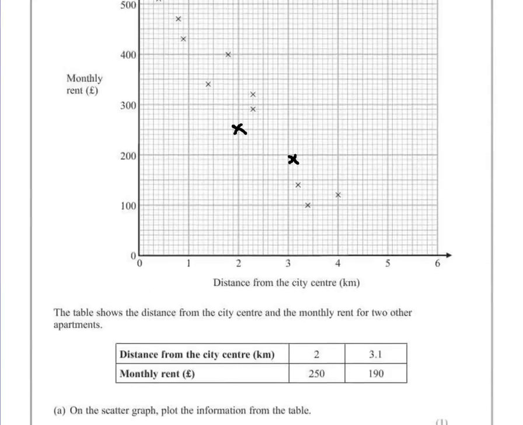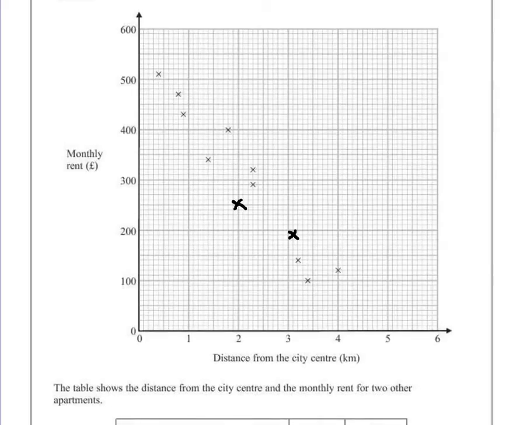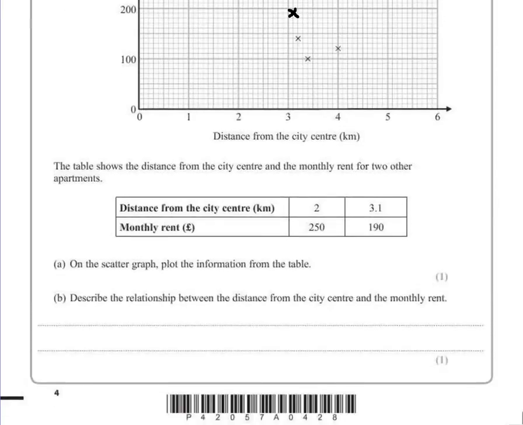Part B. Describe the relationship between the distance from the city centre and the monthly rent. If we're asked to describe a relationship, we're giving a wordy description of what's actually happening. So if we look at the distance from the city centre, the further away we get, so the bigger this distance becomes, the lower the rent is. So the further we go, the smaller the rent becomes. And that is the relationship between the distance and the rent. So in words, you just have to make sure that you described that as best you can.